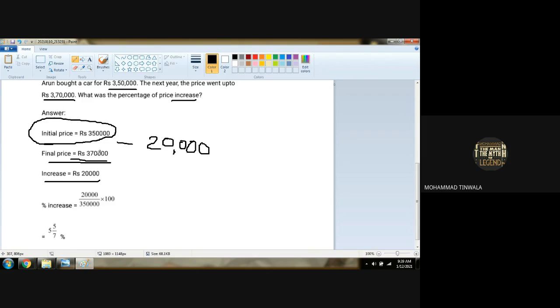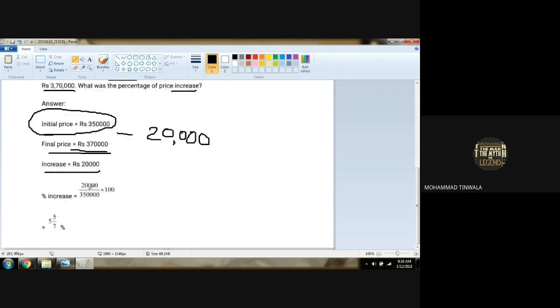So what will be the percentage of increase? Sorry, the profit percentage. So 20,000 upon CP, which is 3,50,000, multiplied by 100. These two zeros got cancelled with these two, and another two zeros will get cancelled with these two zeros. So 200 divided by 35, the answer will be 40 upon 7. But 40 upon 7 is an improper fraction, so it is converted to 5 integer 5 upon 7 percent. So this is our answer.